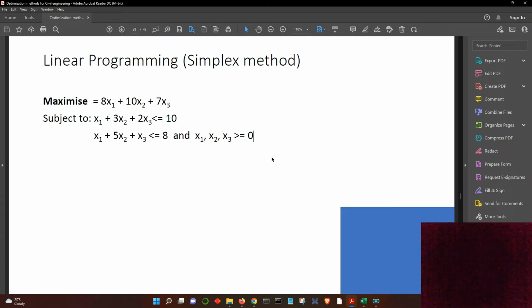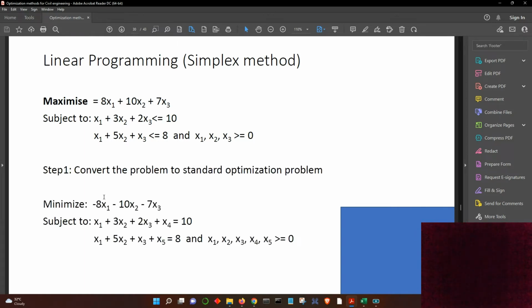So the only non-standard thing that we see here is that it is said to be a maximization. So that's what we'll do. We'll convert this problem to standard form, that is minimization. And I have gone ahead and added the slack variables. Now tell me, what are this x4 and x5 that I have added here?